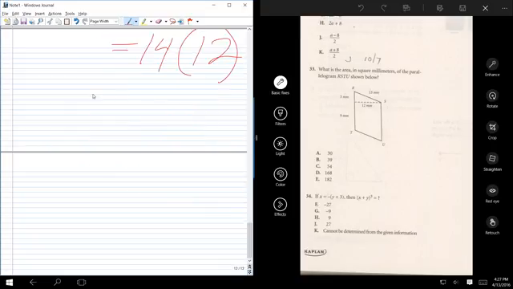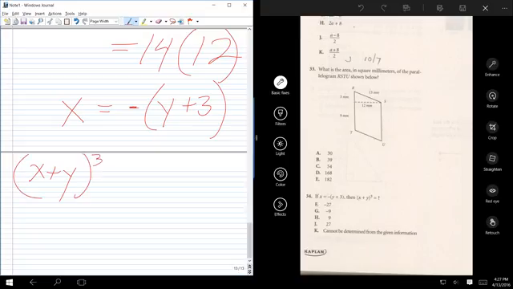So 34, these are kind of interesting. These are starting to get a little tougher. x is equal to a minus y plus 3. Then what is x plus y cubed equal to? Would you just plug that all in? Plug in the negative y plus 3? So let's change this. In other words, let's remove the parentheses. When I remove the parentheses, what's the rest of it here?